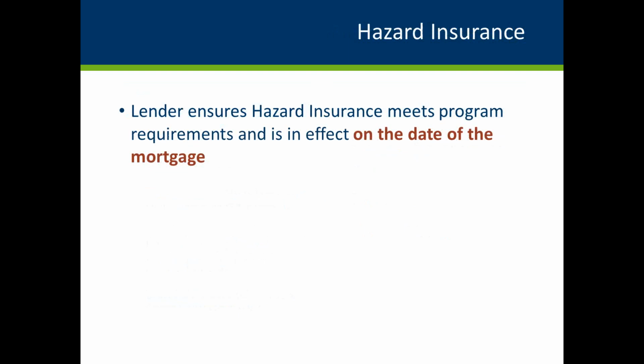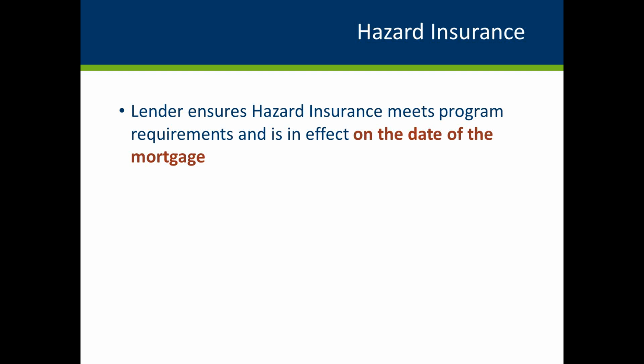All properties must be covered by hazard insurance, which meets at a minimum the following requirements. Insurance must be in effect on the date of the mortgage. It must be provided in an amount sufficient to cover all lien amounts or 100% of the insurable value and protect against loss, damage from fire, and other hazards covered by the standard extended coverage endorsement, and it should allow for claims to be settled on a replacement cost basis.